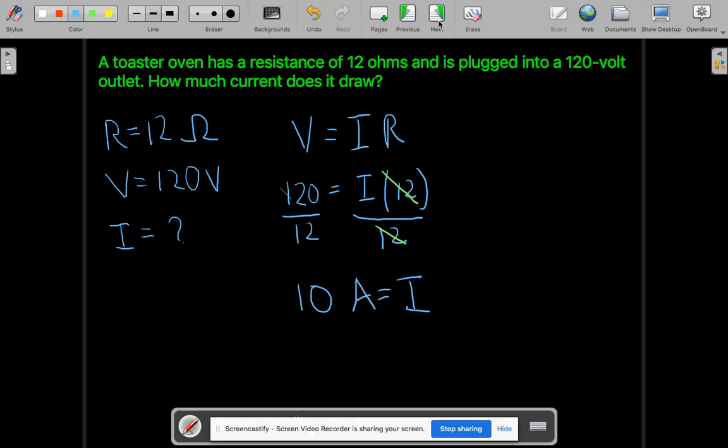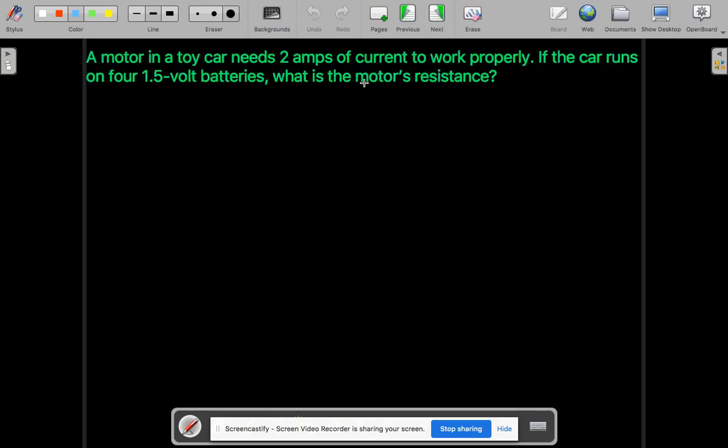Let's take a look at the next problem. It says a motor in a toy car needs 2 amps of current to work properly. If the car runs on 4 1.5 volt batteries, what is the motor's resistance? Our 2 amps is the current, so we're going to write I. Oops, I hit a button here. So I equals 2.